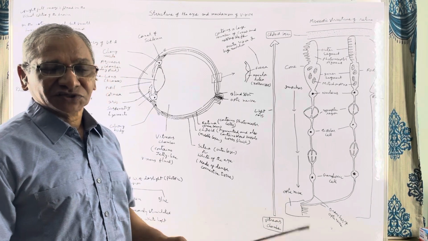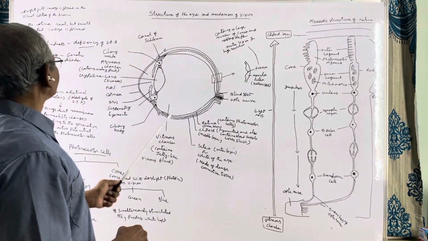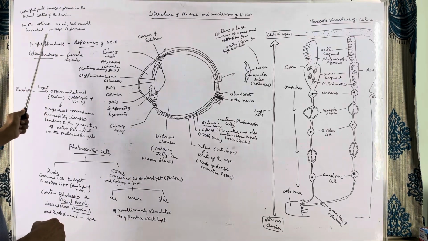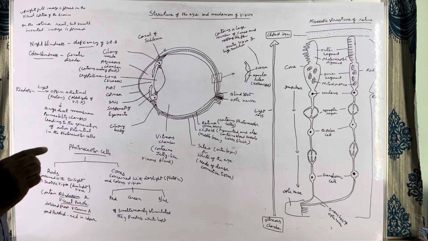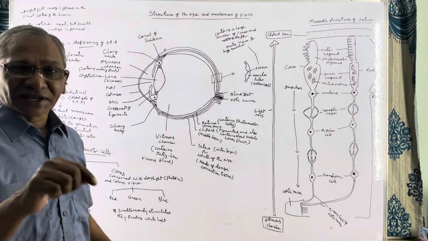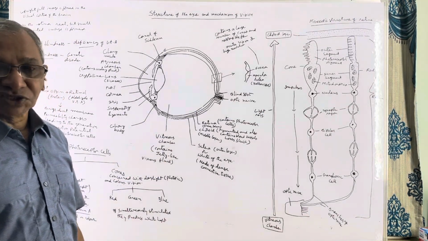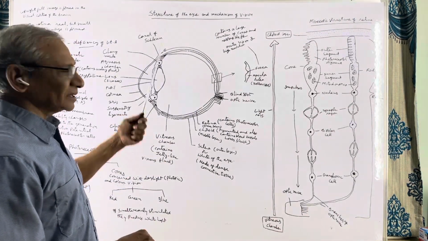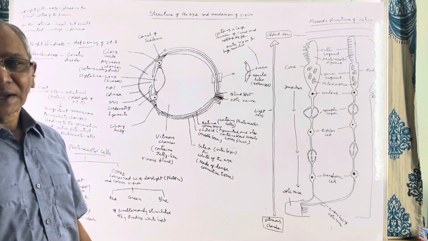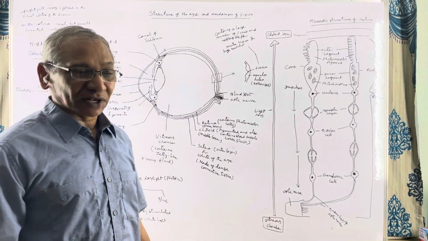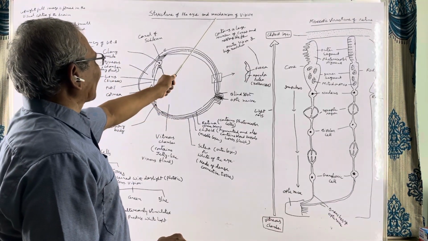What type of image is formed in the eye? In the retina, the image formed is small and inverted. So here, small and inverted image is formed. But in the brain, complete image is formed. Upright, complete image is formed in the visual cortex. Now, let us see the mechanism of vision.